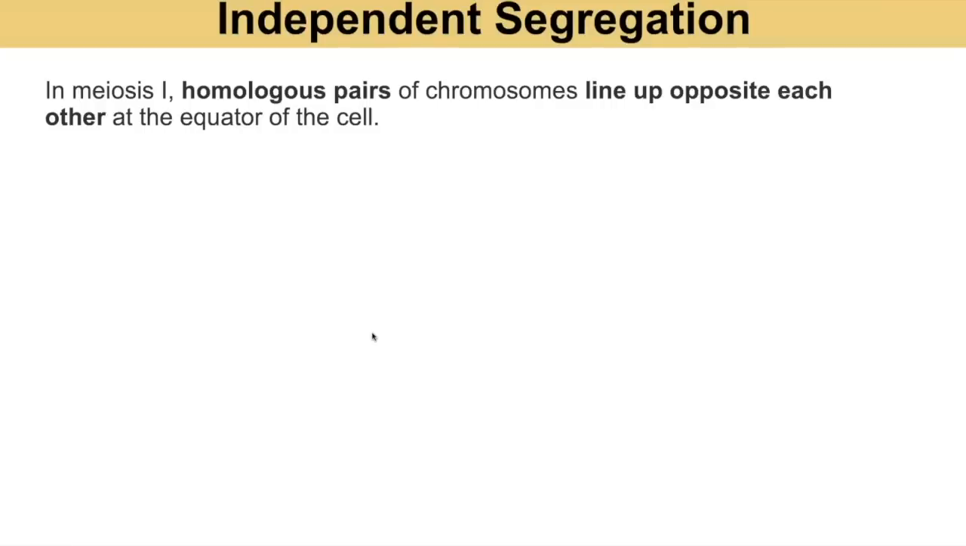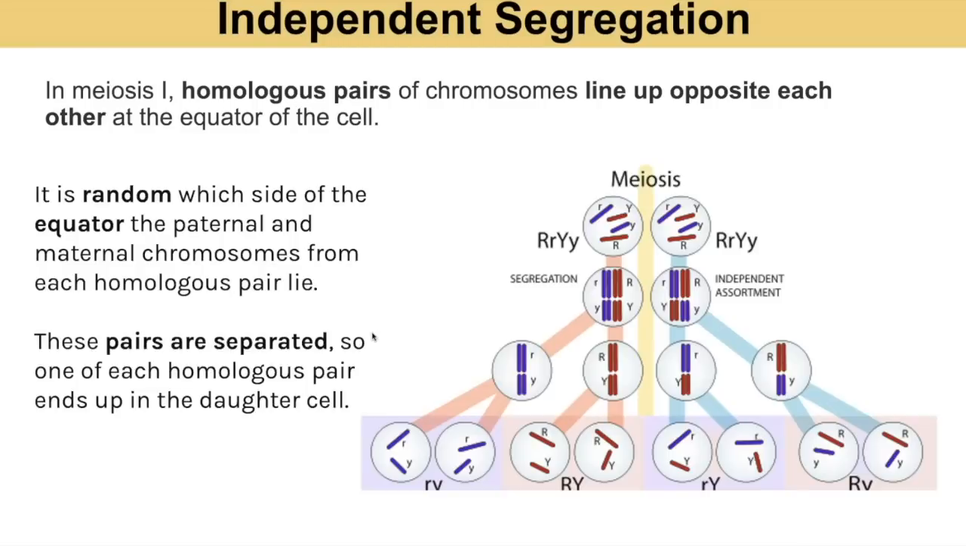Independent segregation is when the homologous pairs of chromosomes line up opposite each other at the equator to form bivalents. It is random which side of the equator the paternal and maternal chromosomes from each homologous pair align. So we can see on this side by chance 2 purples, 2 reds, but equally it could have been a purple and a red and a purple. In meiosis, those homologous pairs of chromosomes are separated in meiosis 1. So one of each homologous pair ends up in the daughter cells eventually.